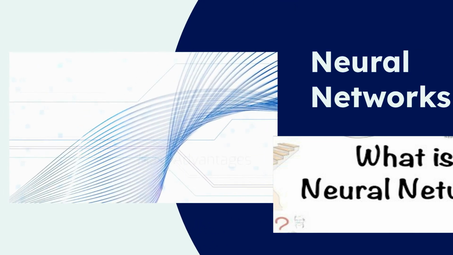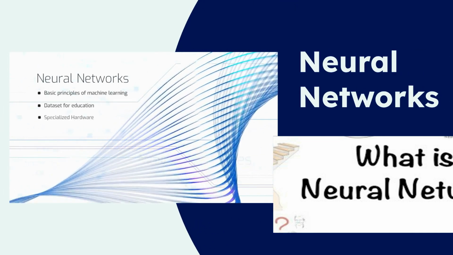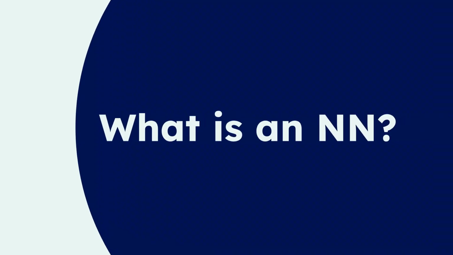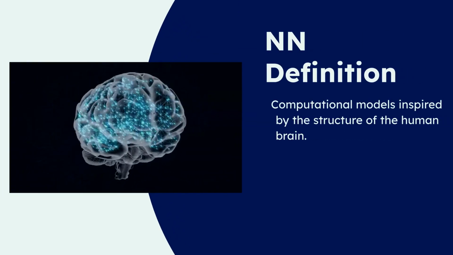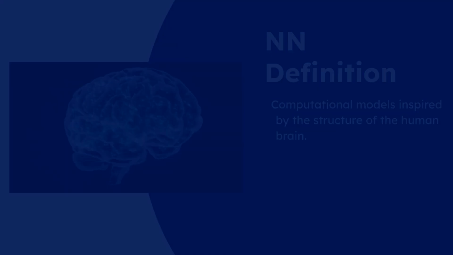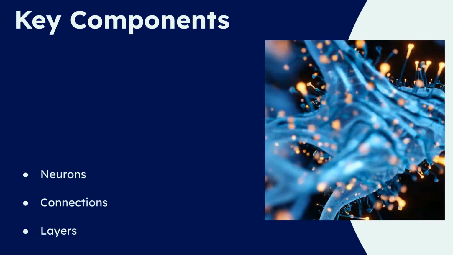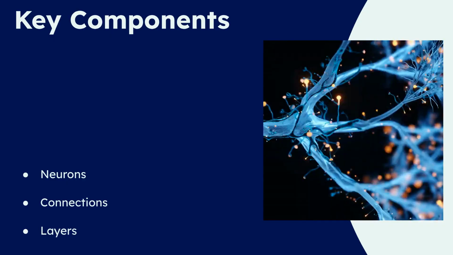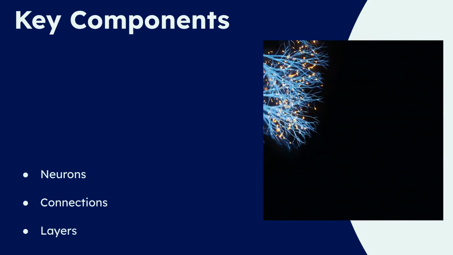Welcome to our introduction to neural networks, a cornerstone of modern artificial intelligence. Let's start with the basics. What exactly are neural networks? Neural networks, or NNs, are computational models directly inspired by the structure and function of the human brain. The core components of any neural network are neurons, the connections between them, and the arrangement into layers.